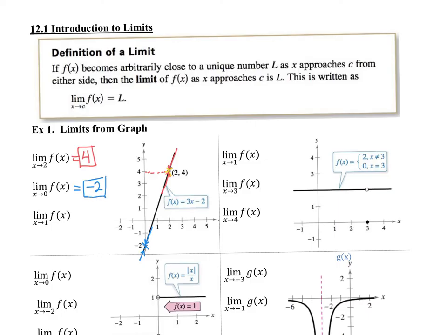Let's try x is 1. X is 1 around here, but I don't care about the actual point. I want to know, does it look like it's approaching 1 from this way and this way? Yeah, the y value does look like it will equal 1 in both directions.